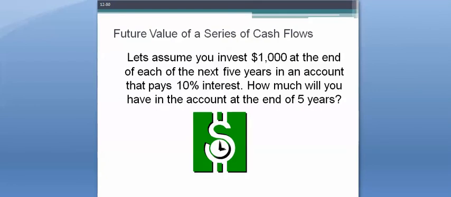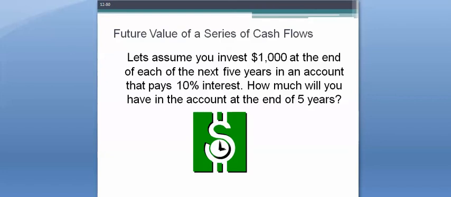Let's go ahead and find the future value of a series of cash flows, the future value of an annuity. Let's assume that we invest $1,000 at the end of each of the next 5 years in an account that will pay 10% interest. How much will you have in the account at the end of 5 years? Notice we're making our contributions or investments at the end of each year.